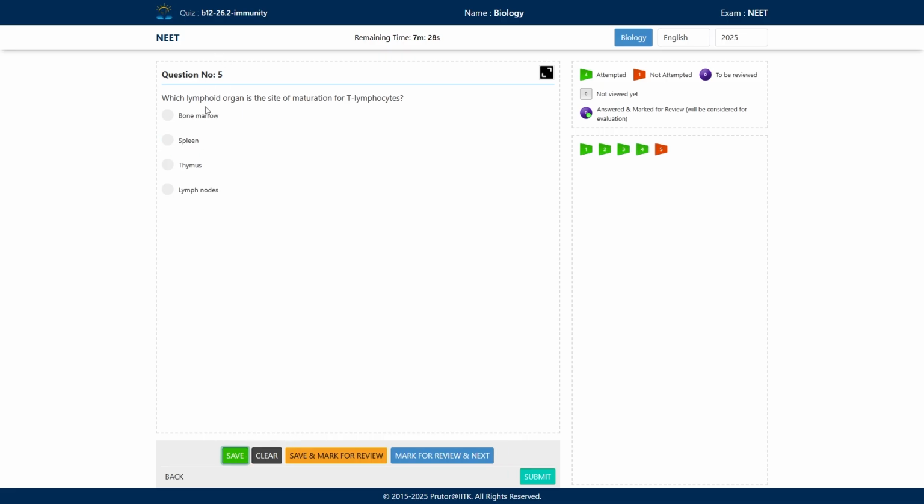Next one: which lymphoid organ is the site of maturation of T lymphocytes? The options are bone marrow, spleen, thymus, and lymph nodes. What is the correct answer? Option C is the correct answer, thymus. T lymphocytes mature in the thymus, which is a primary lymphoid organ.